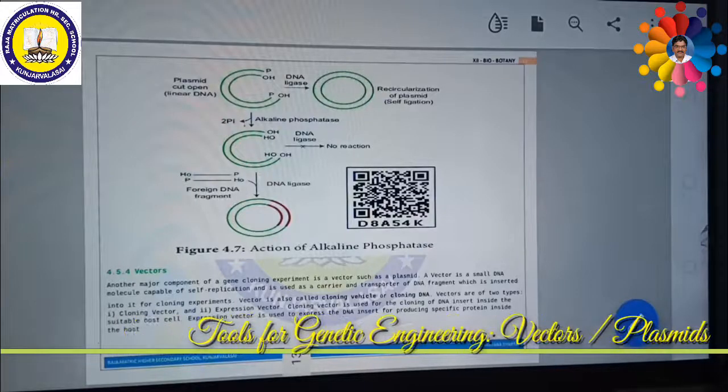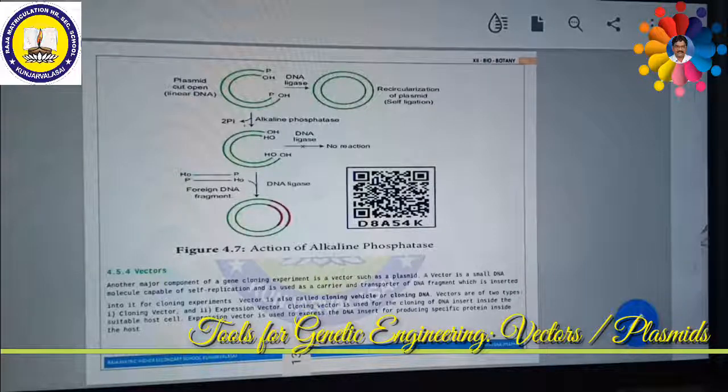Dear students, now we are going to see the next category, which is vector. In the previous class we have seen about enzymes, various types of enzymes. Three important tools are required for recombinant DNA technology. One is enzyme, second one is vector, and third one is host organism. The second part is called vector.